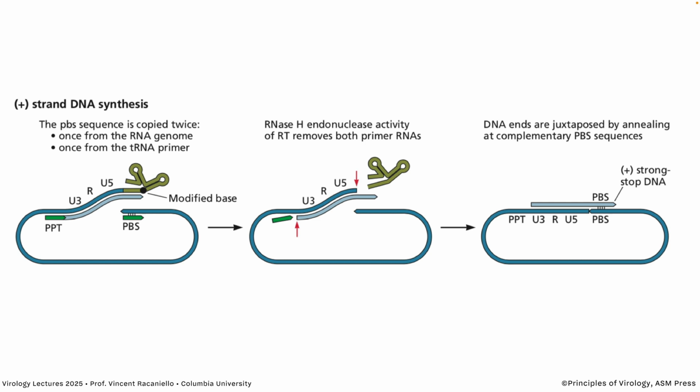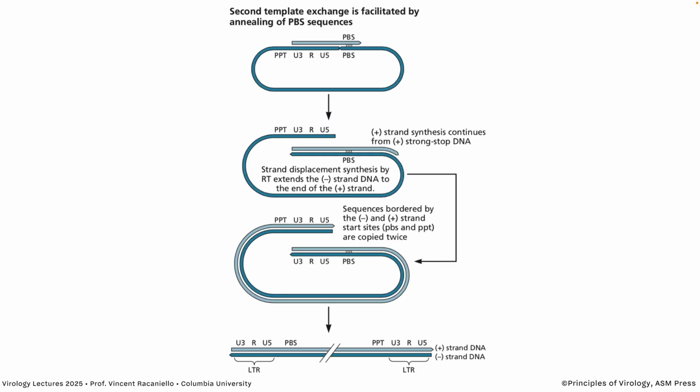And again, the ends are juxtaposed by these complementary PBS sequences, which are present on the first strand and the second strand. So that's where we are there. My plus strand DNA continues, and we now have a full-length double-stranded DNA. And look what we have done. We've made two LTRs. The LTR is composed of U3RU5, U3RU5.